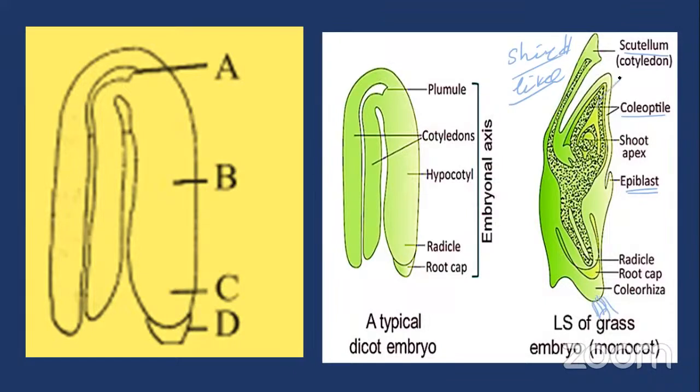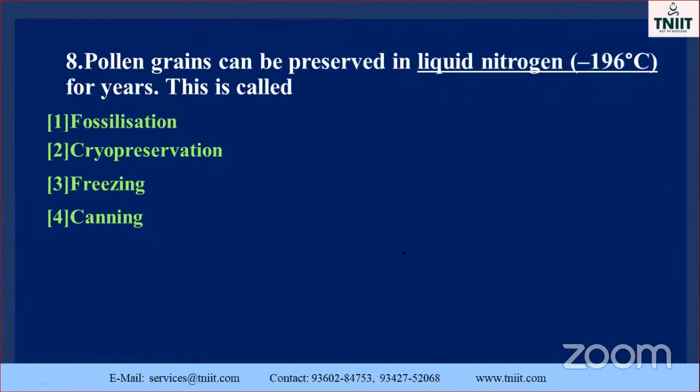Okay. The coleoptile produces what? The shoot. Okay. This one is called dicot, and this one is called monocot. You already know the difference between dicot and monocot. Okay, major. Go to the next one.